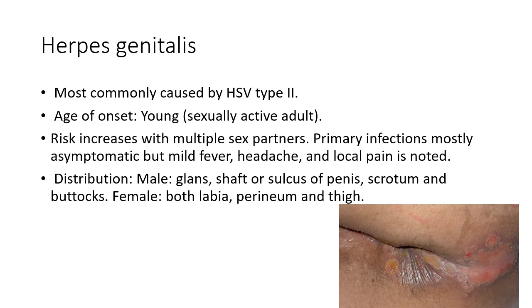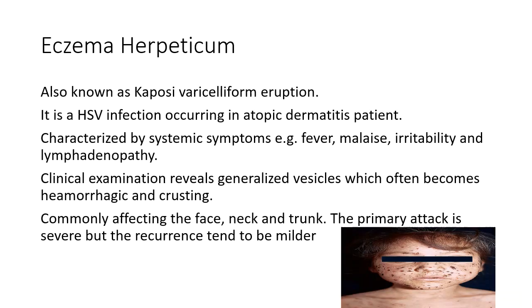Now coming to eczema herpeticum. This is also known as Kaposi varicelliform eruption. It's an HSV infection occurring in atopic dermatitis patients, characterized by systemic symptoms, for example fever, malaise, irritability, and generalized lymphadenopathy. Clinical examination reveals generalized vesicles, which often become hemorrhagic and crusting, commonly affecting the face, neck, and trunk.